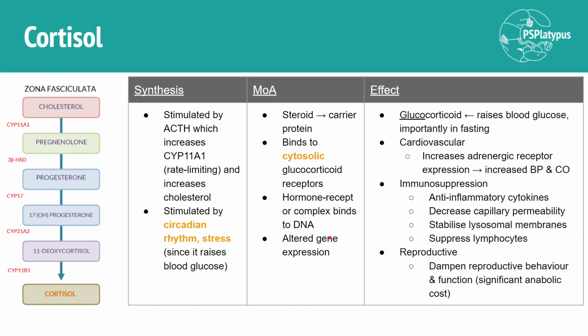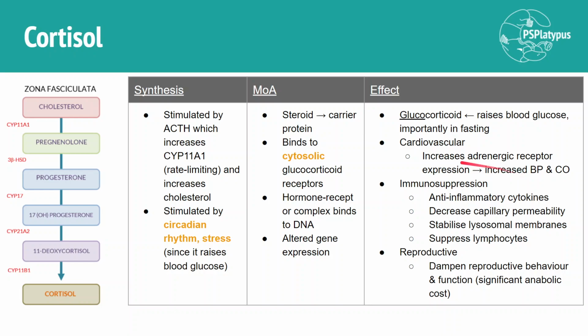And the effect is that ultimately it prepares the body for stress. So it raises blood glucose levels because it's a glucocorticoid. And in terms of cardiovascular function, it increases adrenergic receptor expression, which promotes adrenoceptor function, which increases blood pressure and cardiac output. For immunosuppression, it sort of moves the body's energy away from immune function and towards other stuff. That's the way I think about it in order to remember it.